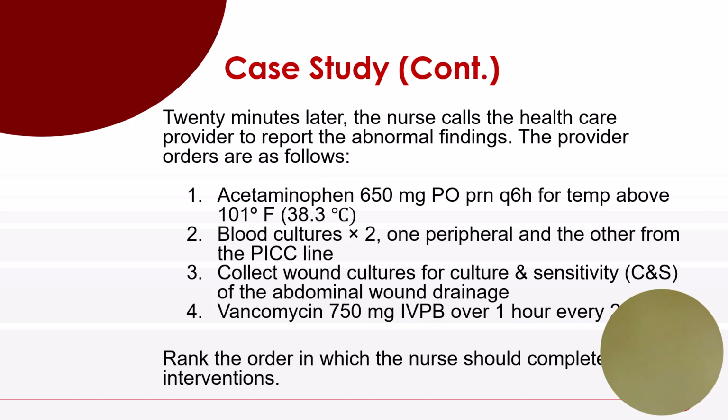Blood cultures, remember when we do blood cultures, we're going to get those from 2 different sites. We do not get them from the same site, but the provider has ordered one of those to come from the PICC line and one peripherally. Then we're going to get that antibiotic started. We need to get that going as soon as possible. And then we would administer the acetaminophen and do some of the other interventions that we talked about to decrease the client's body temperature.